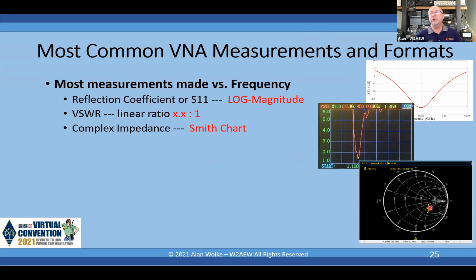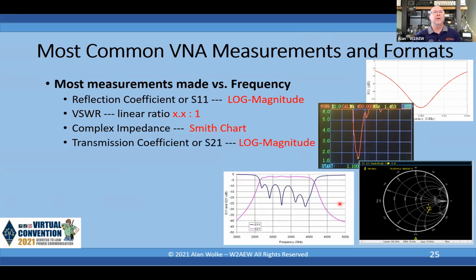Oftentimes, you'll use the Smith chart to measure complex impedance. It also shows you the complex reflection coefficient, but is often used just to show complex impedance. Okay. And again, I refer you to some of my VNA videos, where I go into the Smith chart in great detail. The transmission coefficient, right?